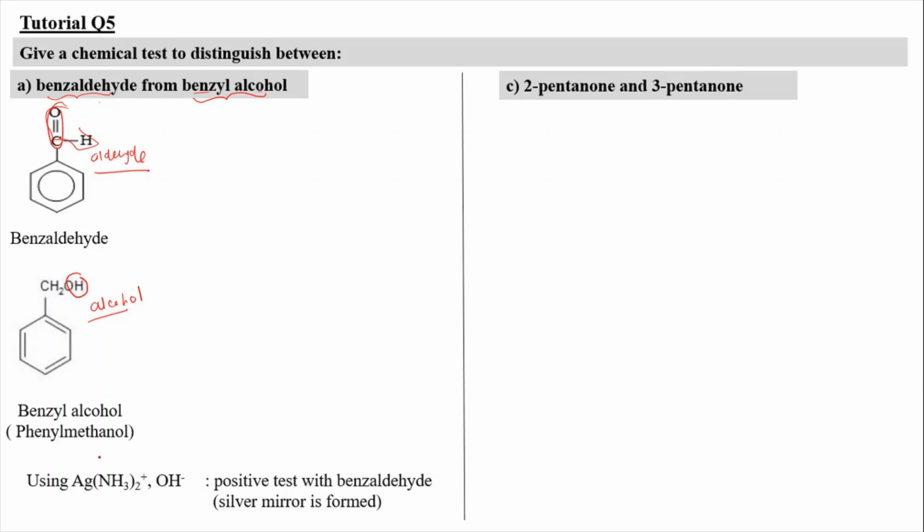Okay, so the Tollens reagent consists of argentum diamine, Ag(NH3)2+, in a basic medium, and this is going to give a positive result on the aldehyde, which in this case is the benzaldehyde here. As the product of the reaction, the silver mirror is going to be formed. Okay, so we're going to do the equation here.